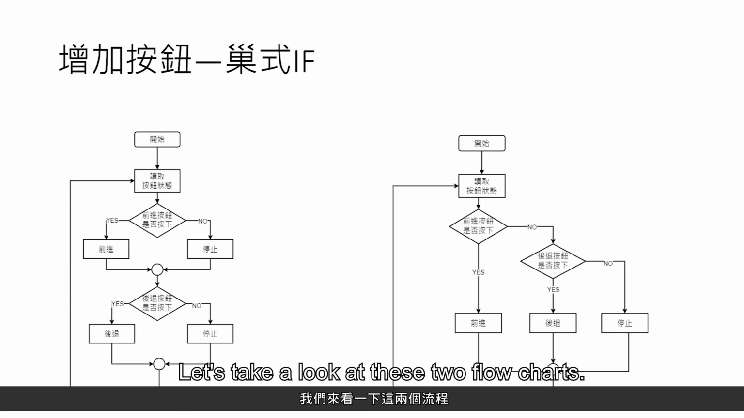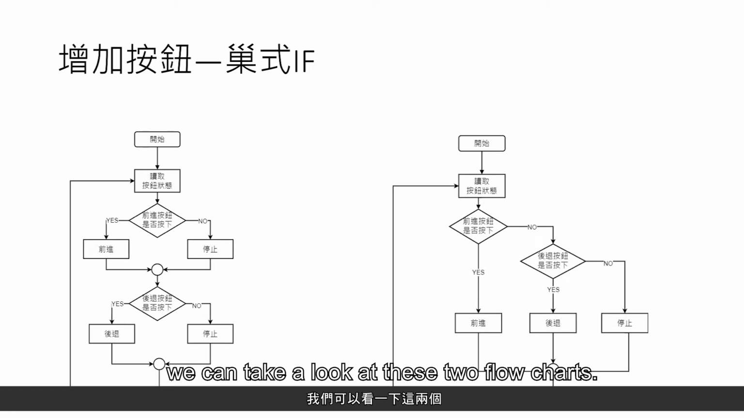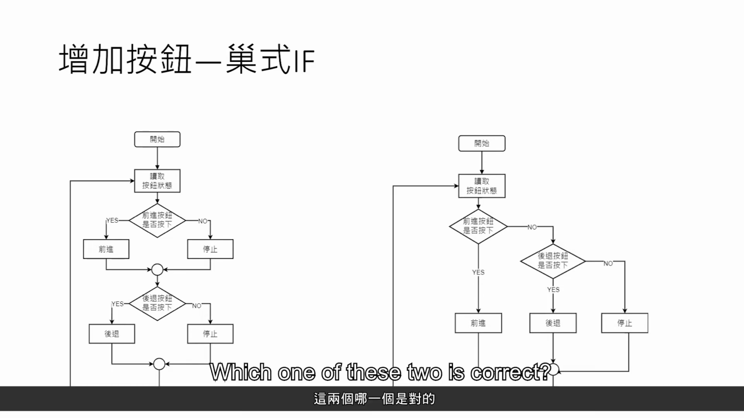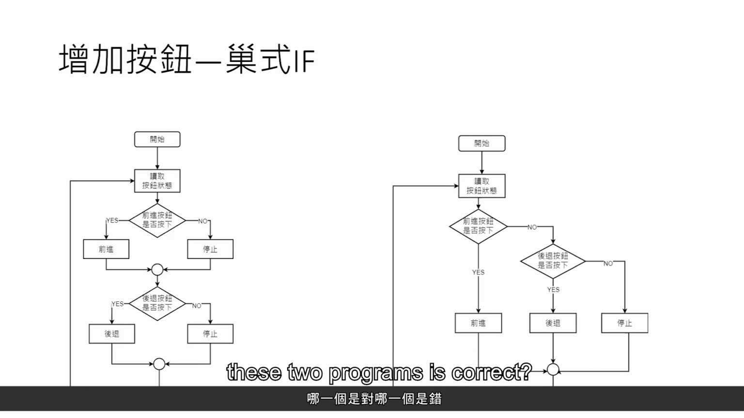First, let's take a look at these two flowcharts. Having a move forward button, now we need to add a backwards button. For the backwards button, we can take a look at these two flowcharts. Which one of these two is correct? Both have two buttons. There's a button here and another one here. Which one of these two programs is correct? First, let's take a look at this line.